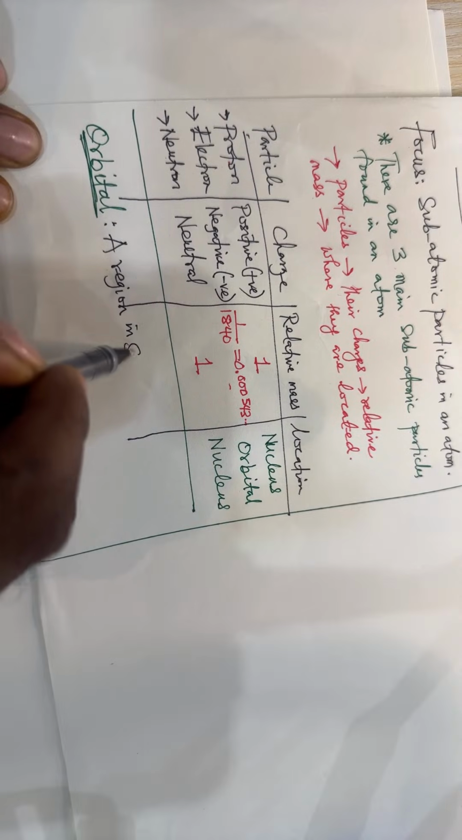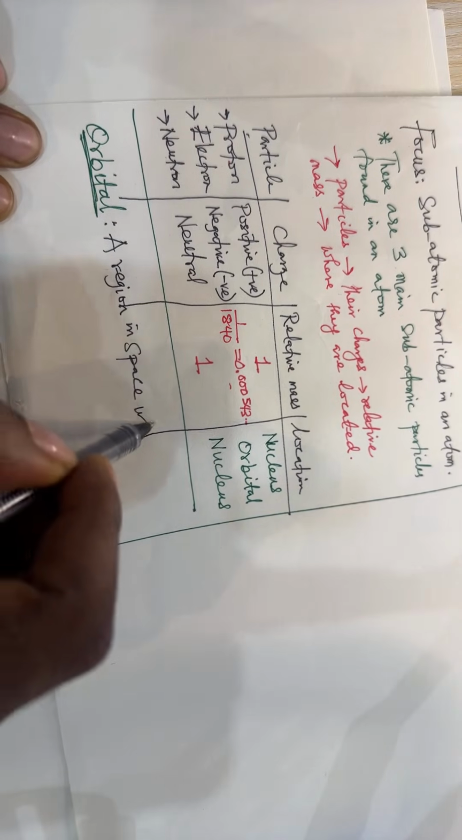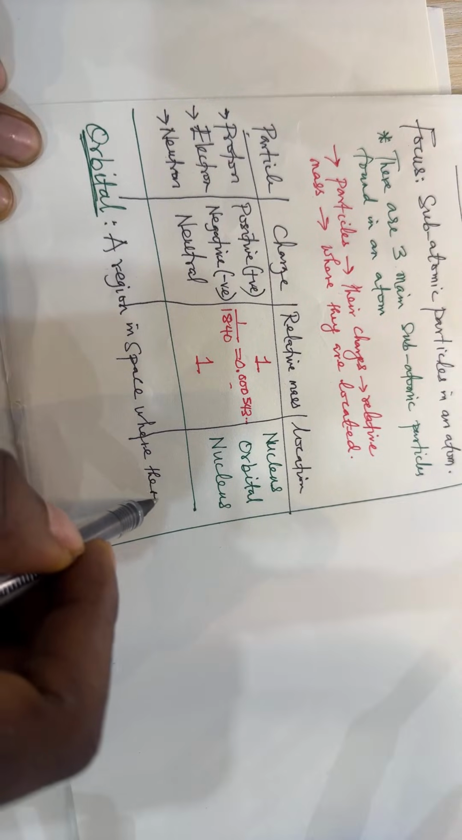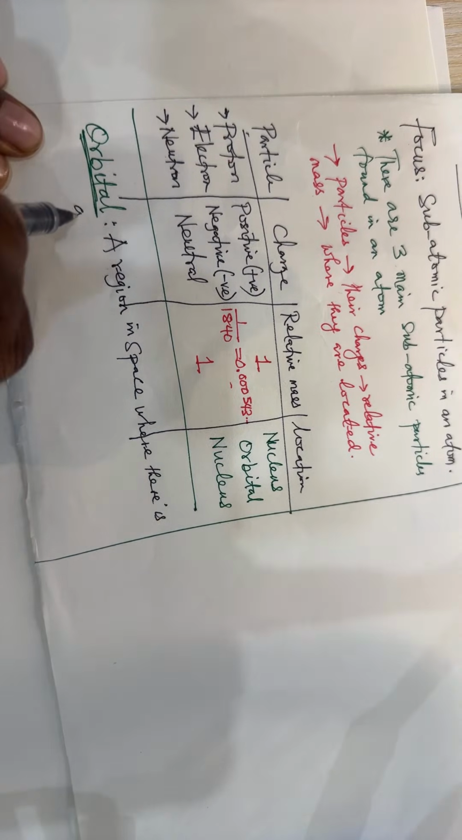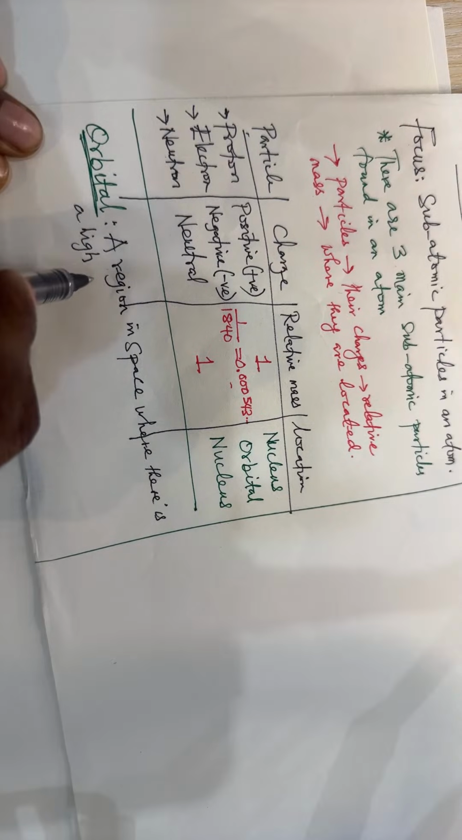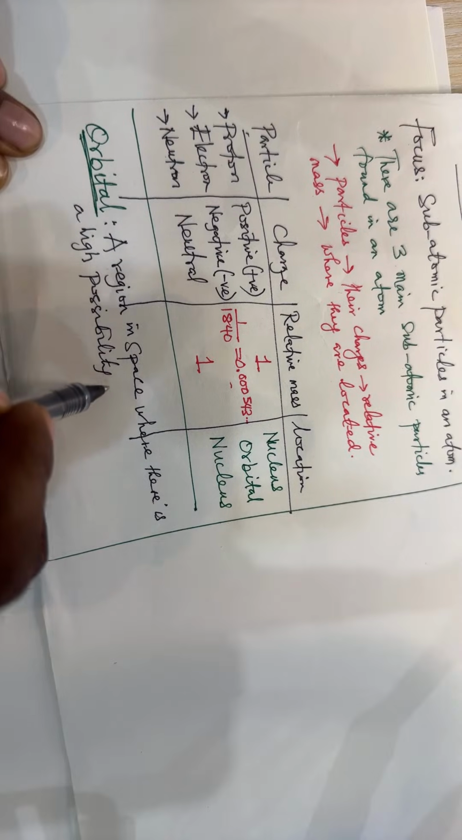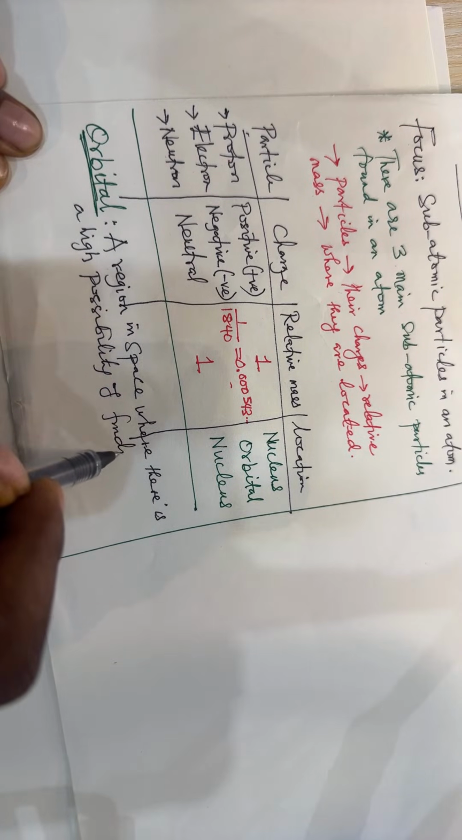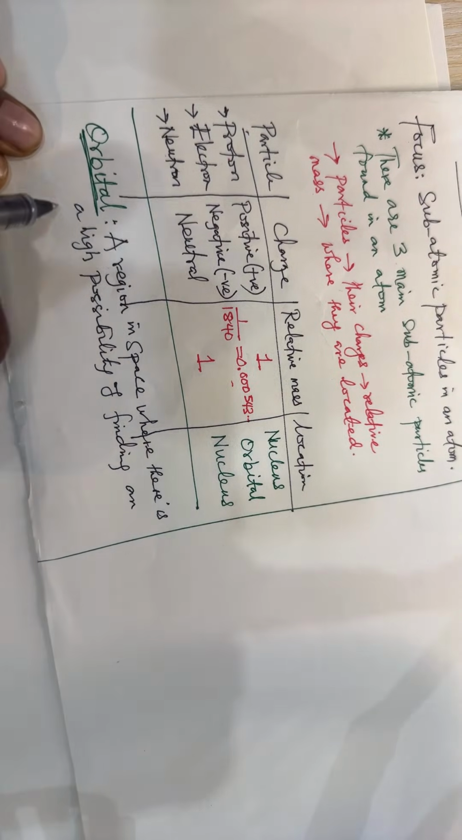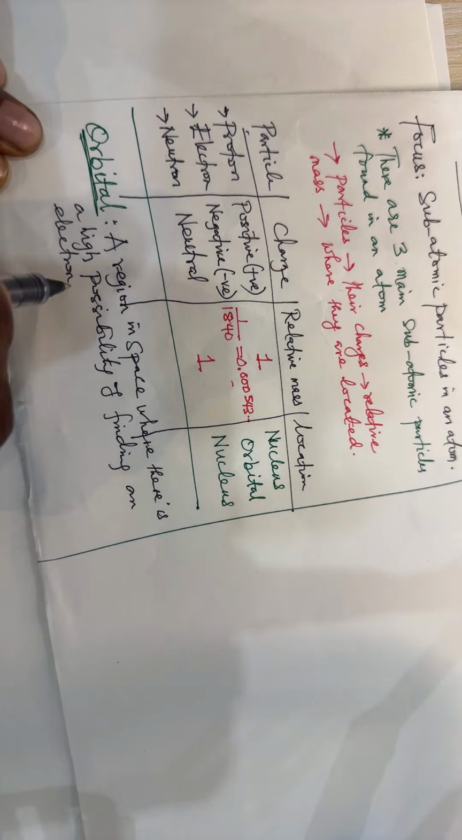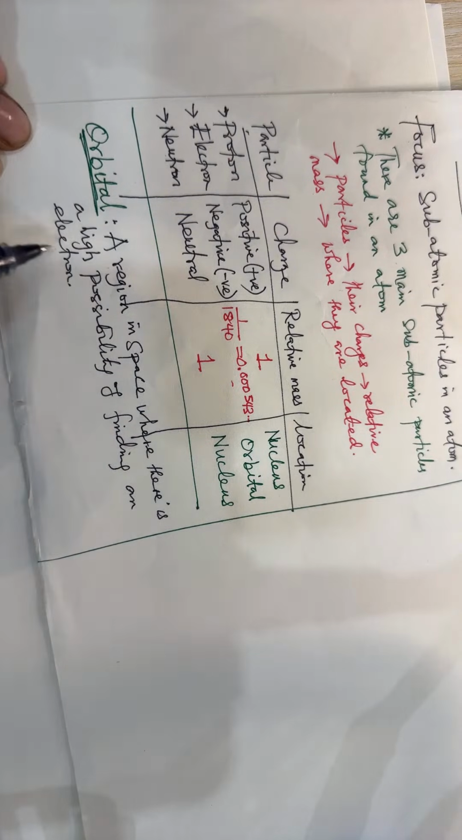in space where there is a high possibility of finding an electron. So if they ask you a region in space where there is high, place emphasis on high possibility, emphasis on high. A region in space where there is high possibility.